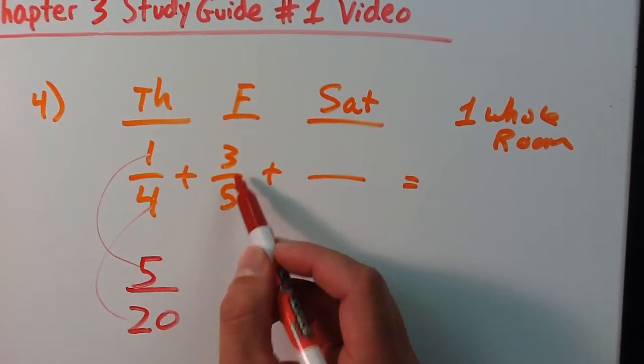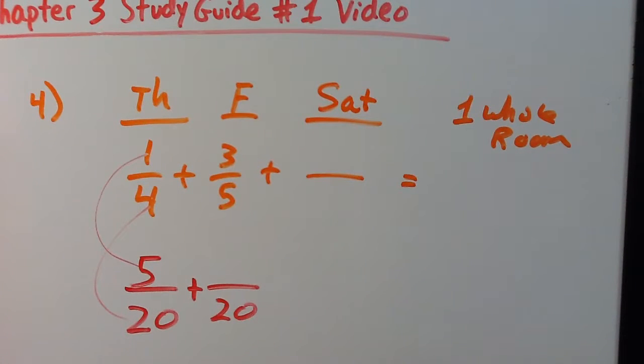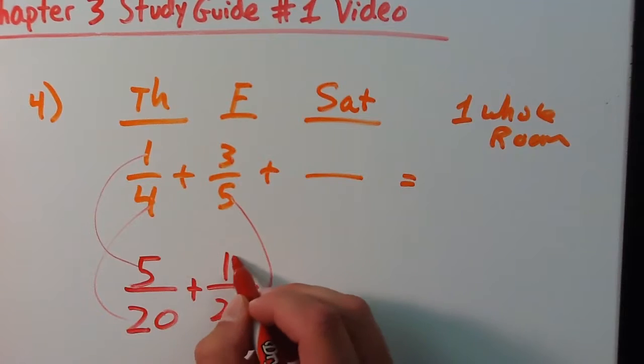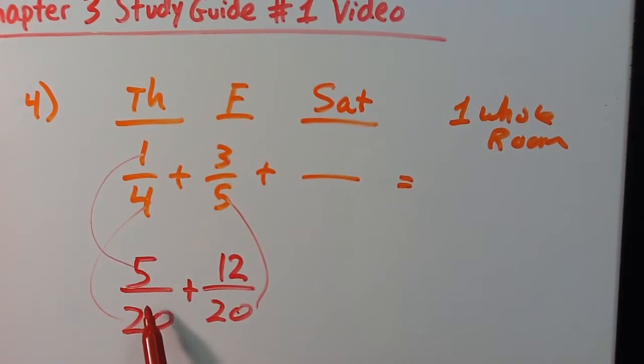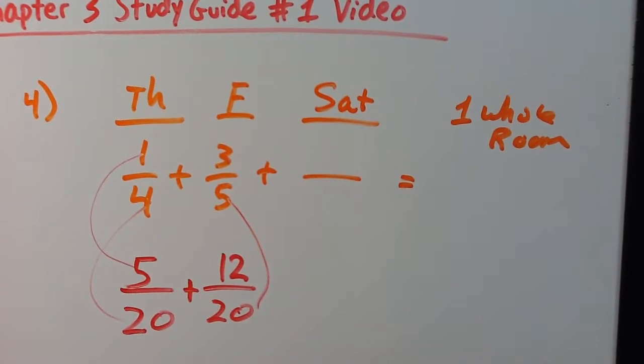Okay? Well, let's do the same thing for the fraction 3/5. We want the bottom number to be 20. How did we get from 5 to 20? Well, we multiplied by 4, right? Because 5 times 4 is 20. And so if we multiply by 4 in the bottom, we do the same thing in the top. 3 times 4 is 12. Okay? So on Thursday, she cleaned 5/20 of her room, and on Friday she cleaned 12/20 of her room.